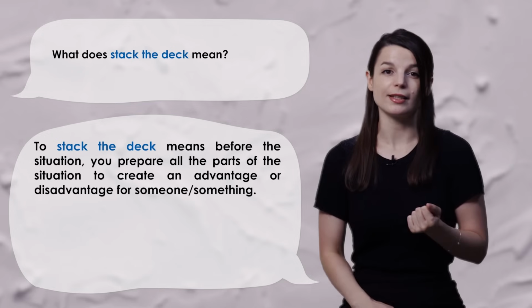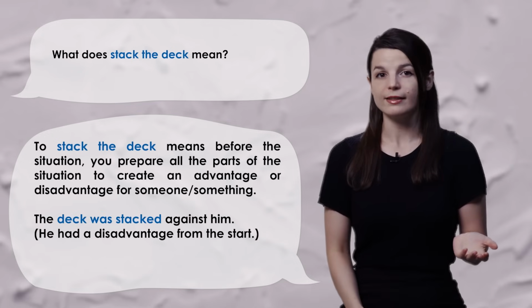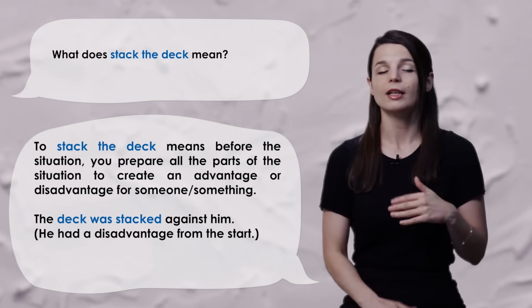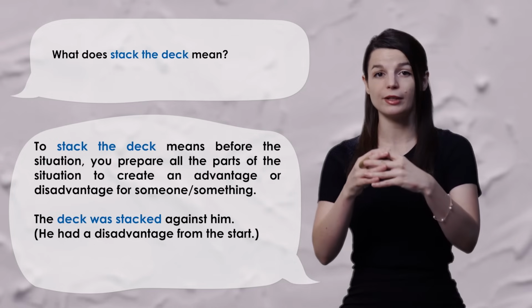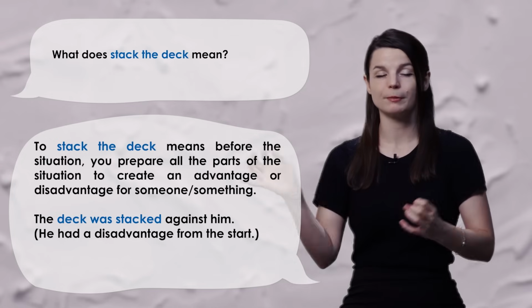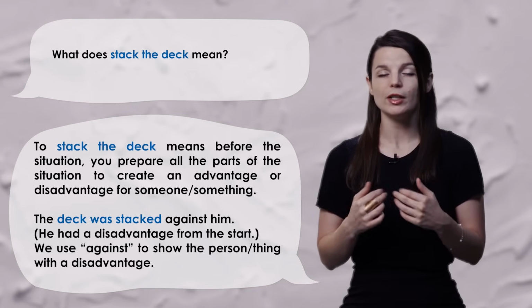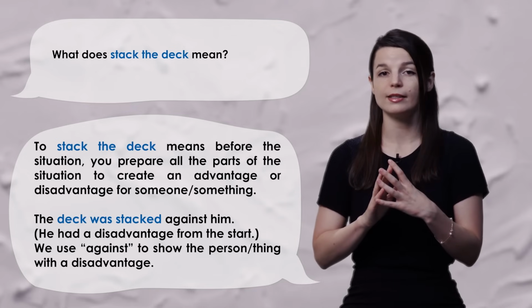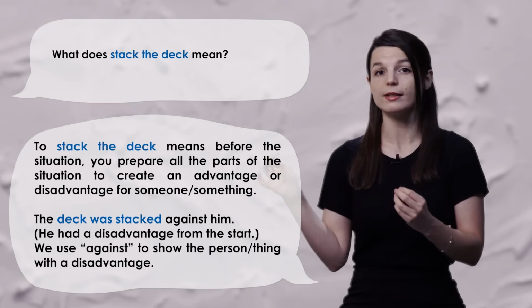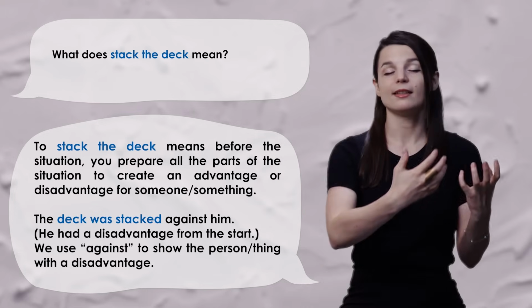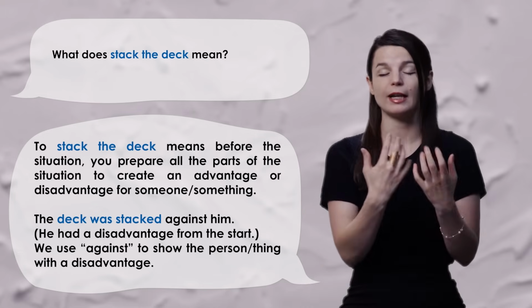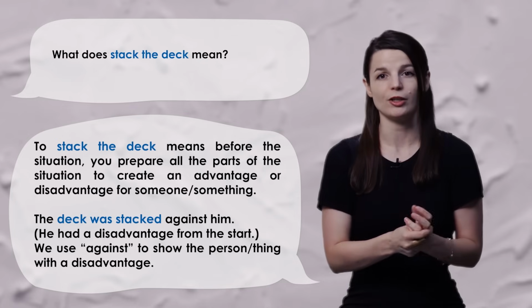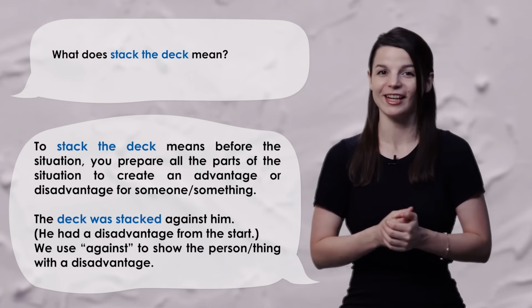So, some example sentences. The deck was stacked against him. In that expression, the deck was stacked against him means the situation was created so that he would lose. We use "against someone" to refer to creating a situation where a person loses something. So "we stacked the deck" just means we created an unfair advantage, or we created an advantage before the situation. So I hope that this helps you understand this expression.